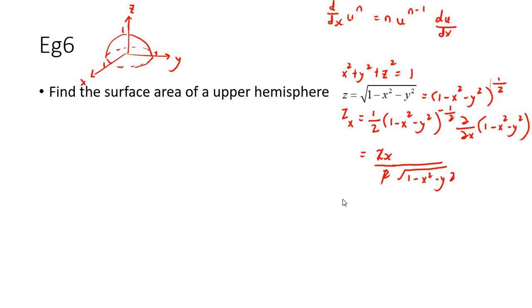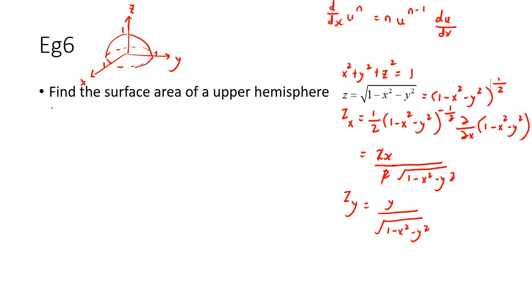So similarly, when you do it for your zy, you will get y over the square root of 1 minus x squared minus y squared, because for zy, change it to y, delta x becomes delta y, so this is 2y, so you simplify and get y over the square root of 1 minus x squared minus y squared.